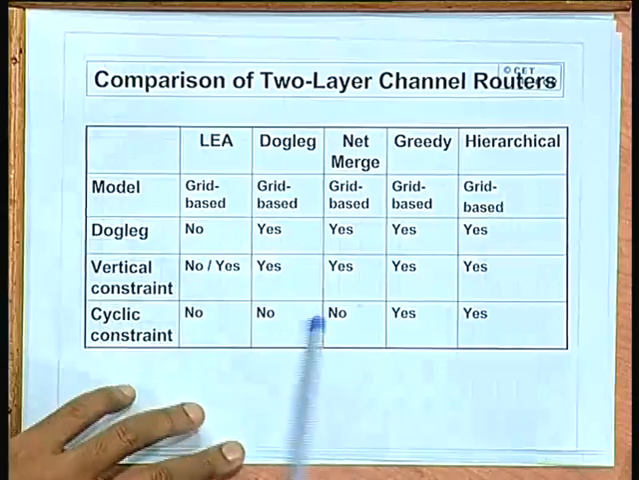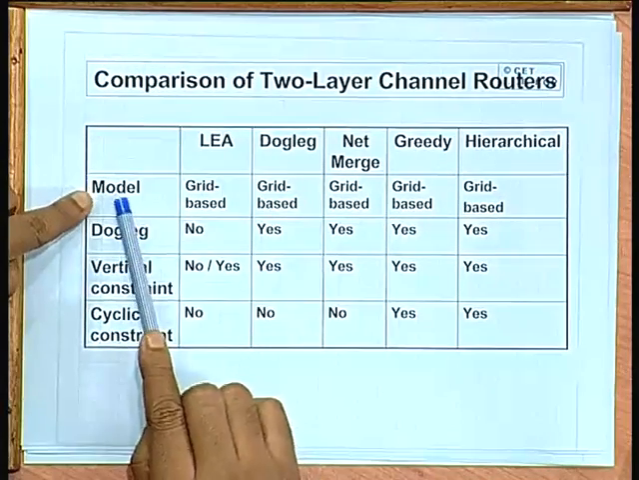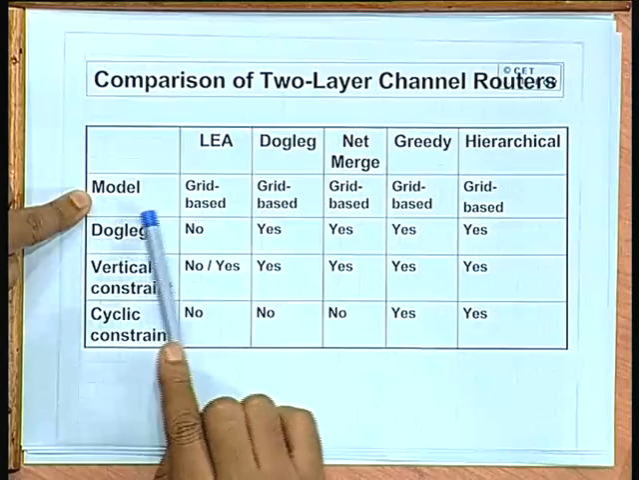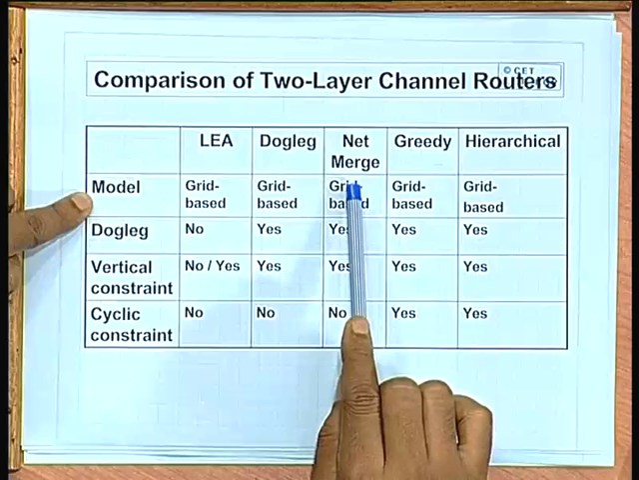Just to summarize, the different routing algorithms that we have looked at and this hierarchical which we have not looked at, if you compare them, all these models are grid based. Well, I have not talked about any algorithm which is not grid based.